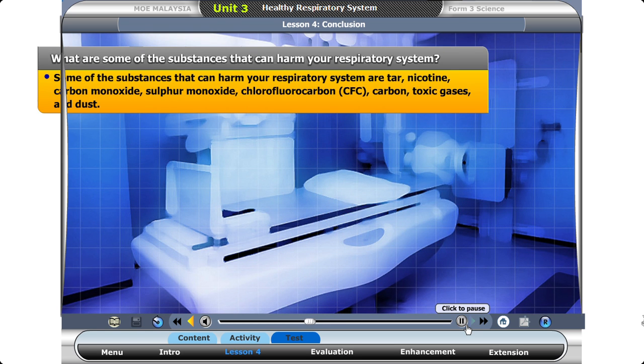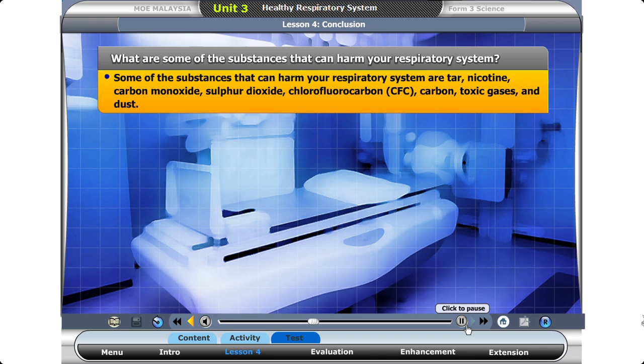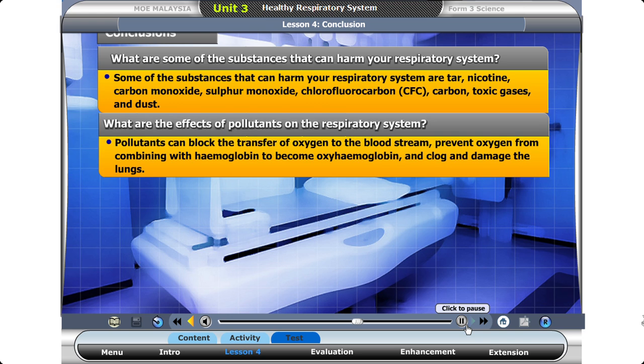Some of the substances that can harm your respiratory system are tar, nicotine, carbon monoxide, sulfur dioxide, chlorofluorocarbon, carbon, toxic gases, and dust. Pollutants can block the transfer of oxygen to the bloodstream, prevent oxygen from combining with hemoglobin to become oxyhemoglobin, and clog and damage the lungs.